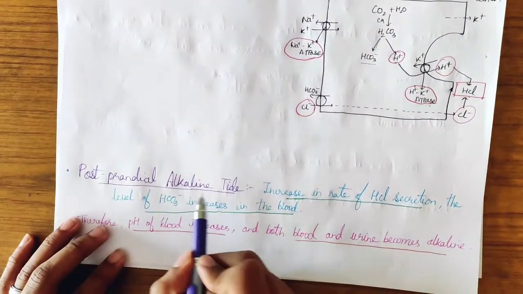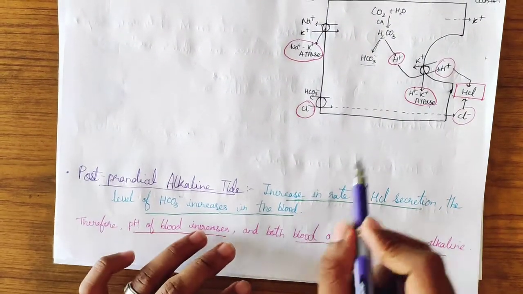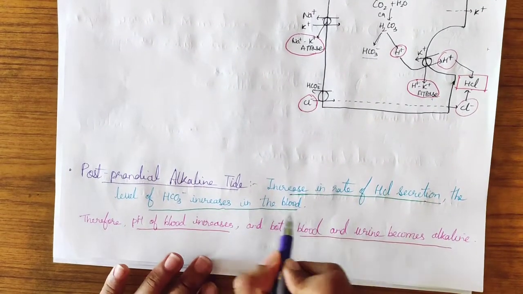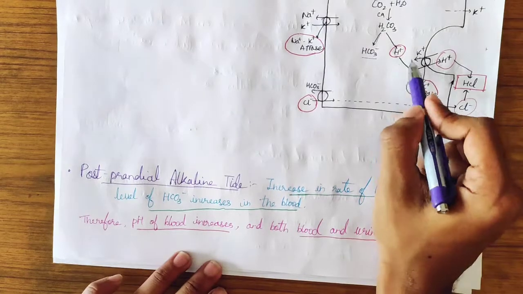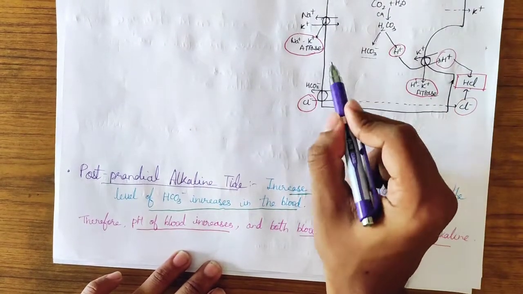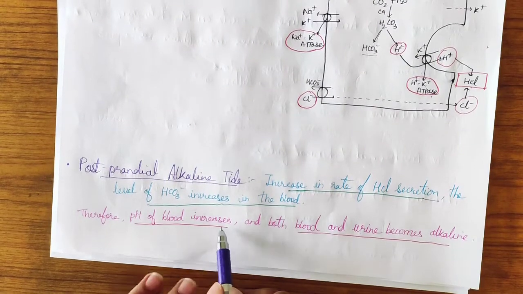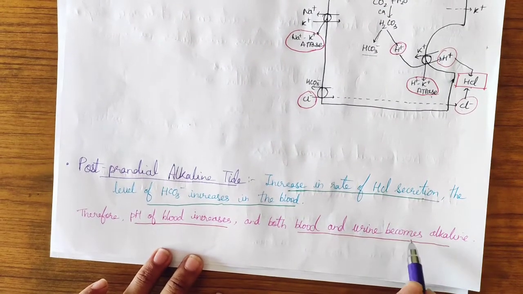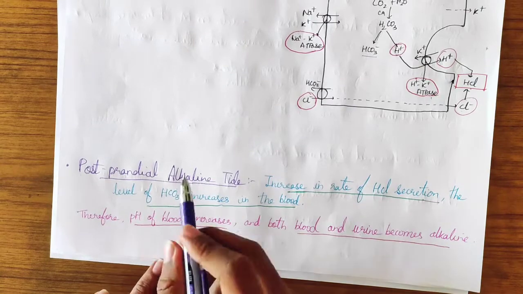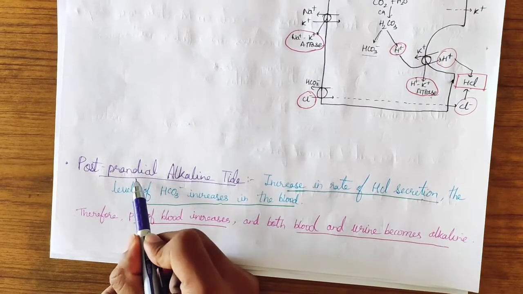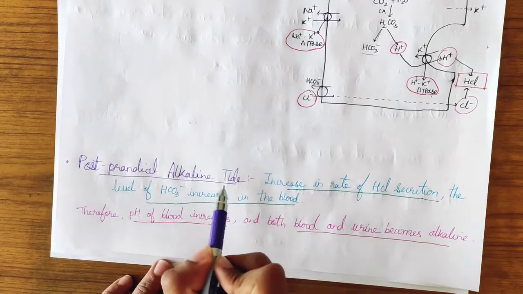So what is postprandial alkaline tide? You know that with the increase in the rate of HCl secretion, the level of HCO3- increases in the blood. Whenever there is one HCl production, there is HCO3- production in the interstitial fluid, that is the blood. Therefore, when the pH of the blood increases, the blood and the urine also become alkaline. So there is the alkaline tide, which is nothing but the postprandial alkaline tide. Prandial means after food. So postprandial alkaline tide.